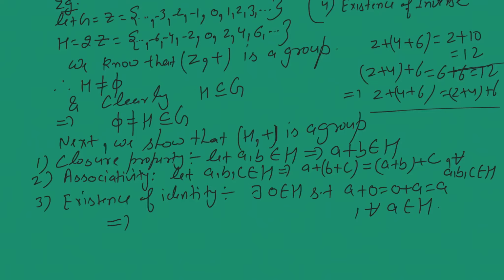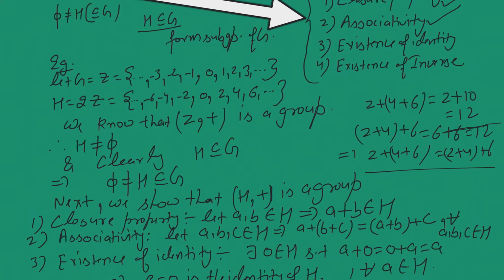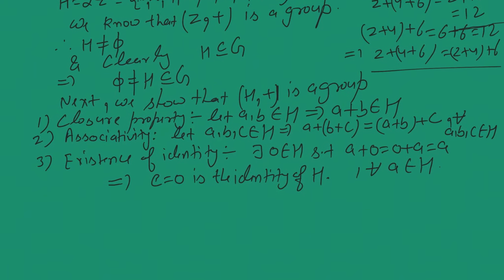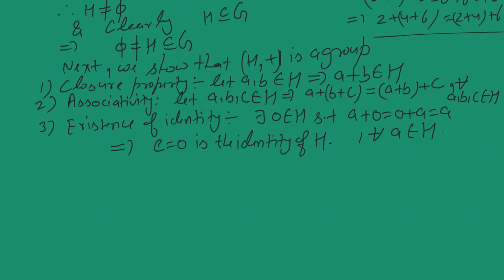This implies that 0 is the identity of H. So the third property is also satisfied, that is the existence of identity. Next we shall see existence of inverse. Fourth one, existence of inverse.